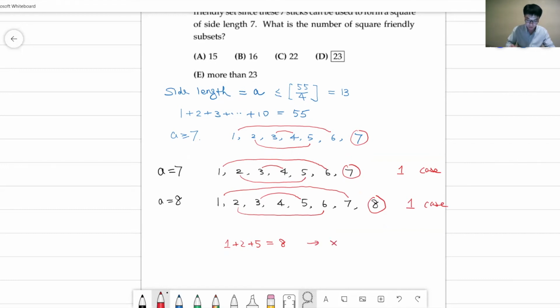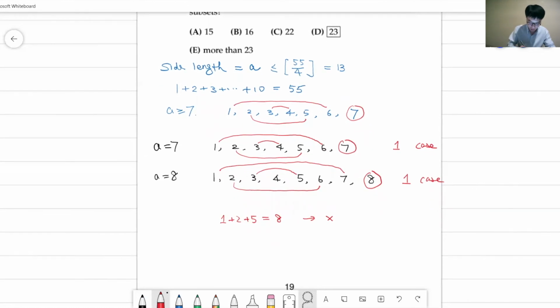This is not good. It is true that it equals 8, but we don't have enough 8s for the other sides. That's why we don't use this case.